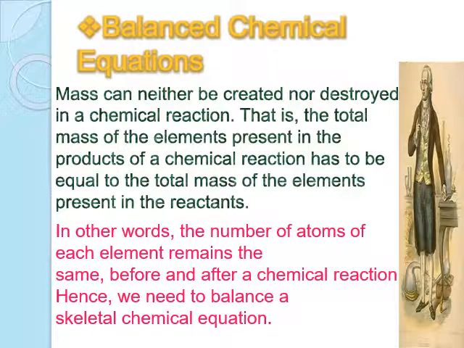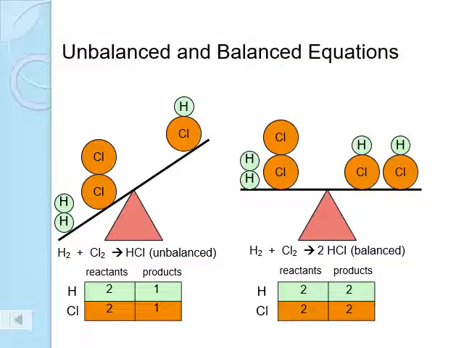On the basis that mass can neither be created nor destroyed in a chemical reaction, the total mass of elements present on the product side of a chemical reaction has to be equal to the total mass of elements present on the reactant side. In other words, the number of atoms of each element remains the same before and after a chemical reaction. So we have to balance the skeletal chemical equation. This is a beautiful picture about balanced and unbalanced chemical equations.